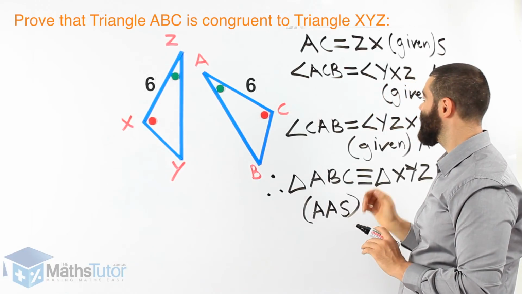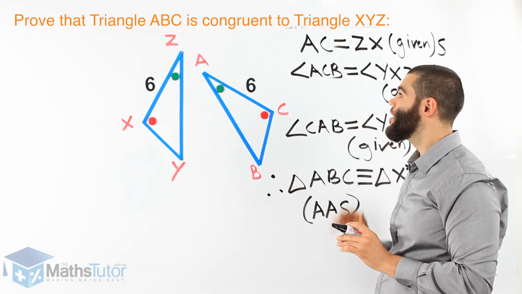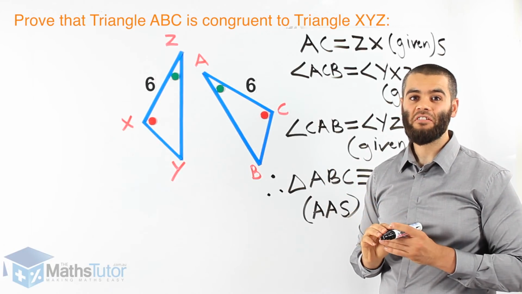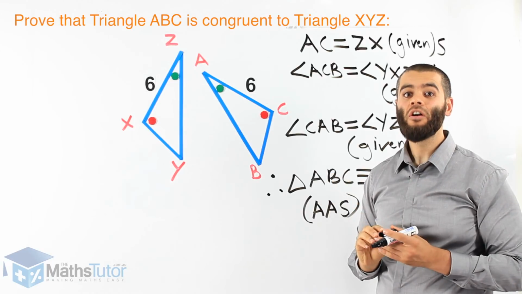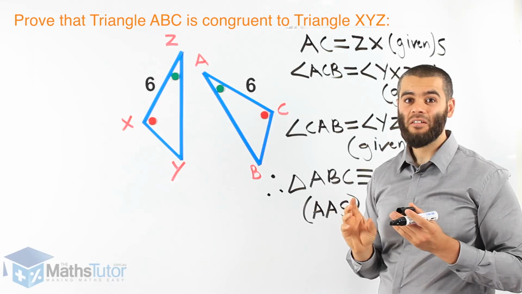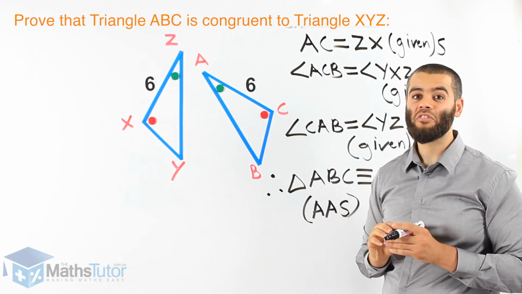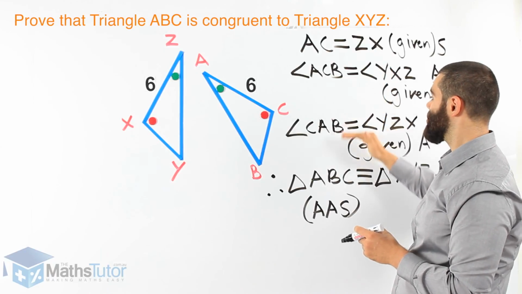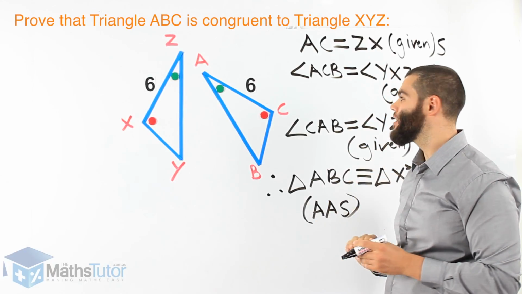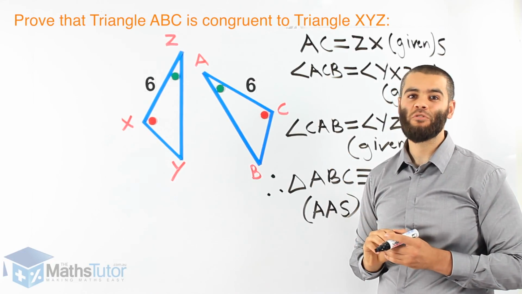So again, we look at the diagram all the time, we look carefully, then we decide which condition we are going to use. Are we going to use RHS, right angle hypotenuse side, or angle, angle, side, or SSS, side, side, side, or SAS, side, angle, side? Then we work through and give our reasons, write our conclusion, and write the condition we use. This is how to prove two triangles are congruent.